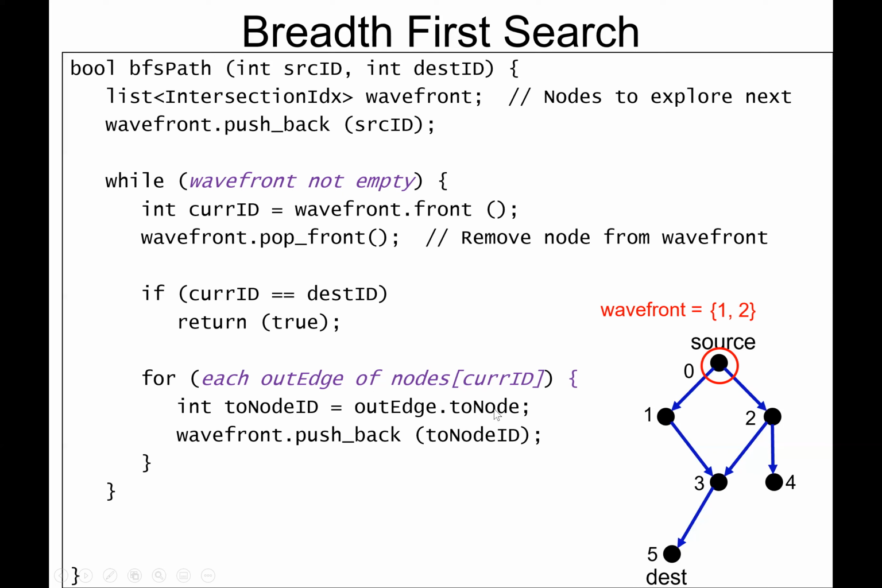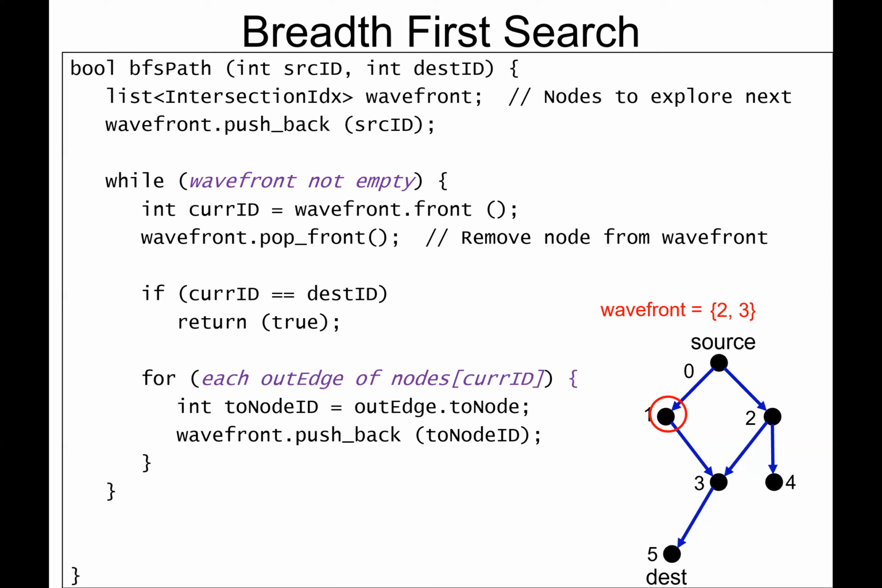And our wavefront's not empty, so we still have work to do. We go back and go through the loop again. We take the front thing off of the wavefront, which happens to be node one. It could have been node two; it doesn't really matter because they're both one hop away. Take node one out. It's not our destination. So we look at all of its outgoing edges, which is just one edge, and we take that node and put it at the back of our wavefront.